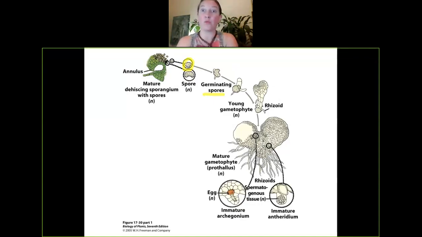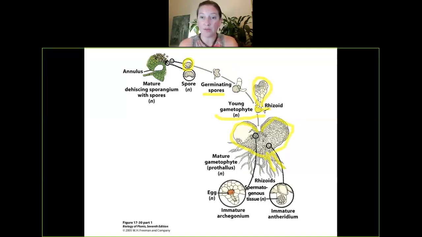And what are they going to grow into? They're going to grow into the young gametophyte plant. Here is the spore here. Here is the heart-shaped young gametophyte plant growing out of the spore. Remember, rhizoids are these hair-like things that are going to help the gametophyte attach itself to something like a rock. So now we have our fully grown heart-shaped gametophyte plant.